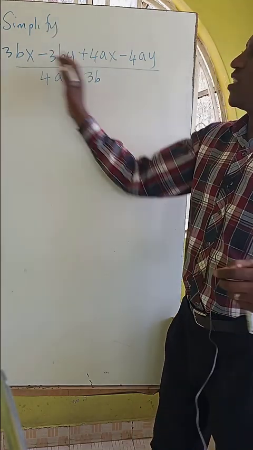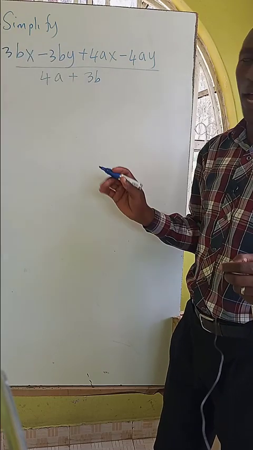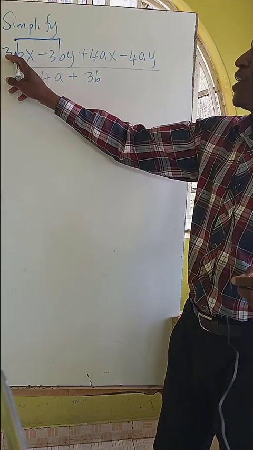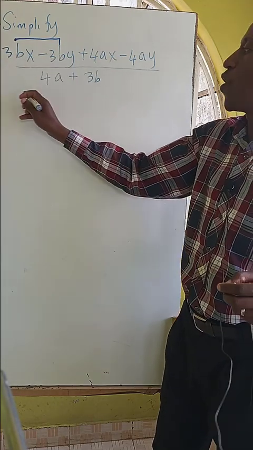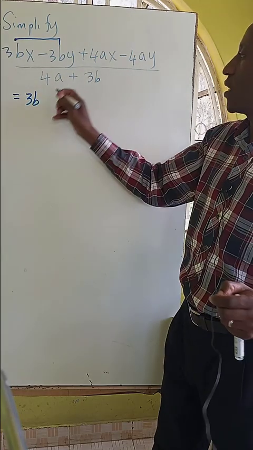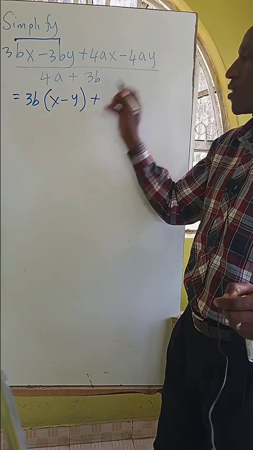Let's look at it. What is the common group in the first 2 terms? You find that in this we have 3b and 3b being common. So we can factorize it out. We get 3b outside the bracket. That gives us x minus y plus.